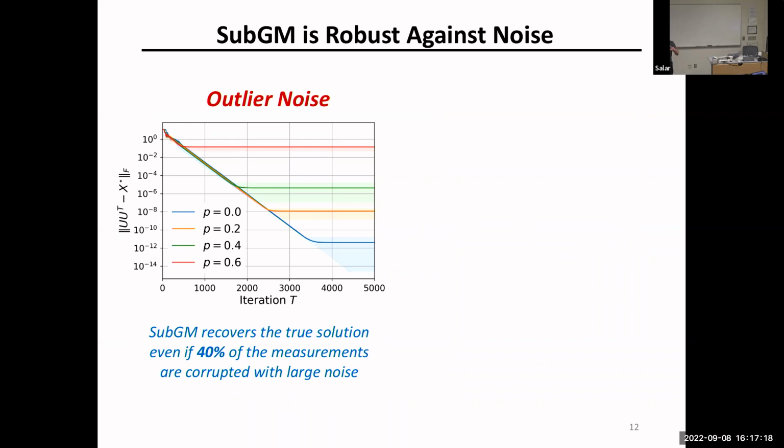It turns out the good performance of the subgradient method extends to the case where we have noise. Here you can see that the subgradient method with small initialization is robust against noise, even if up to 40% of the measurements are wrong.